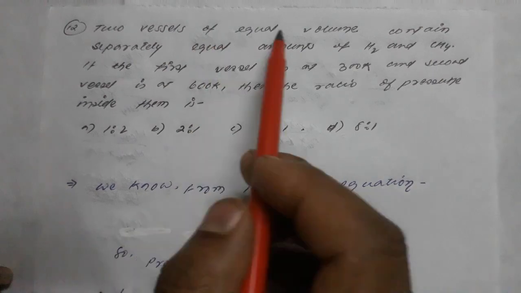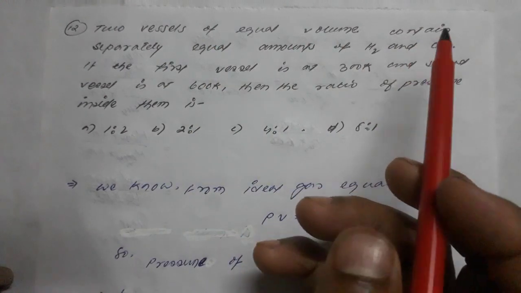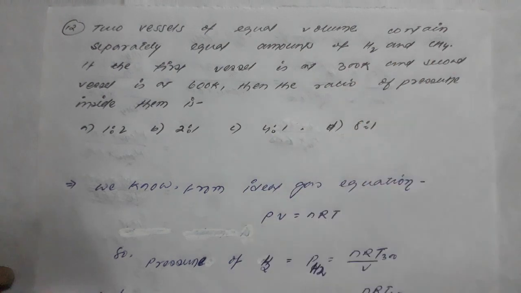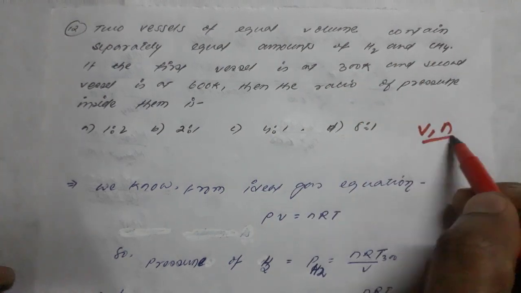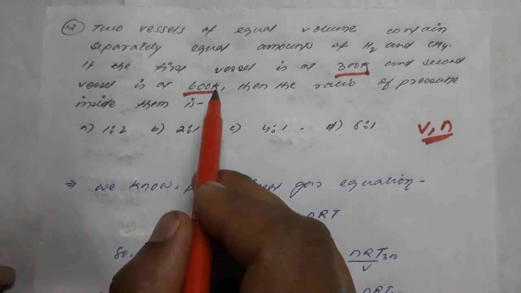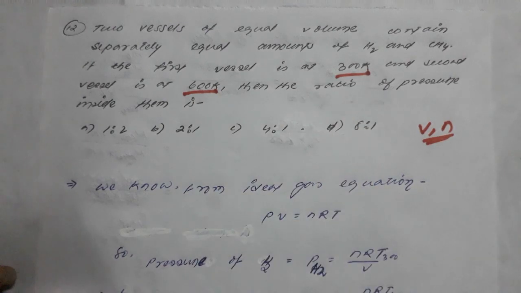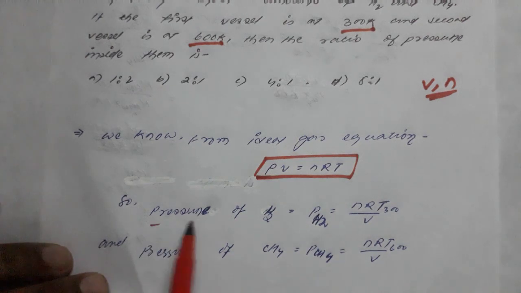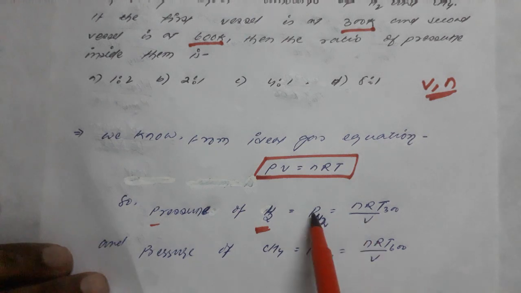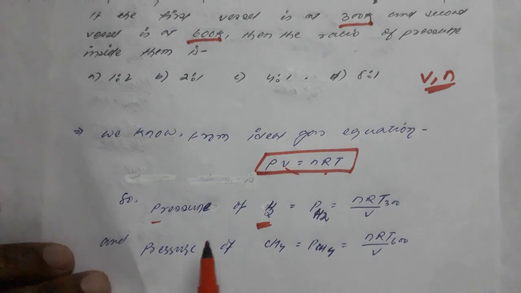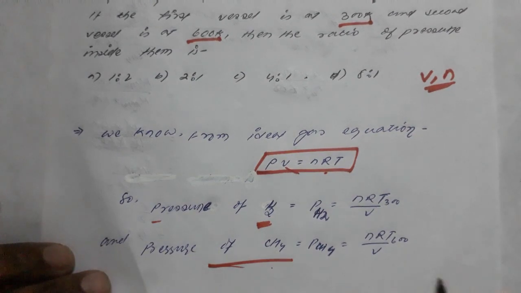Okay, another interesting question, students. Two vessels of equal volume, look, volume is the same, contain separate equal amounts of H2 and CH4. So the amount is also the same, so V and n are constant. If the first vessel is at 300 Kelvin and the second is at 600, then what is the ratio of their pressures? From the ideal gas equation, PV equals nRT. It's very simple. The pressure of H2 will be nRT, so temperature is 300, divided by V, and for the pressure of methane we can write it like this also, right?